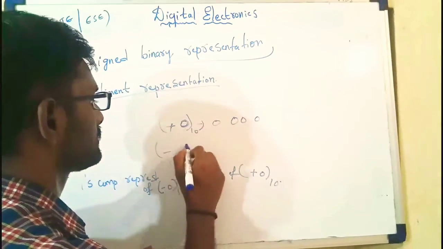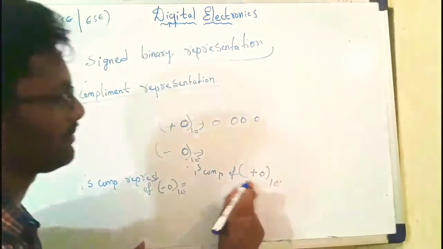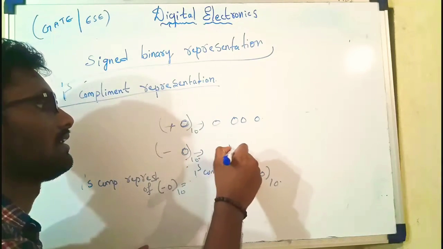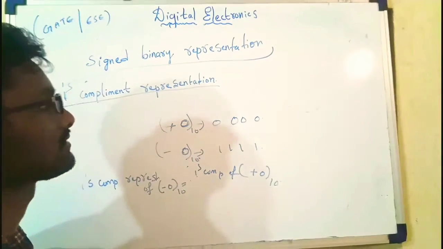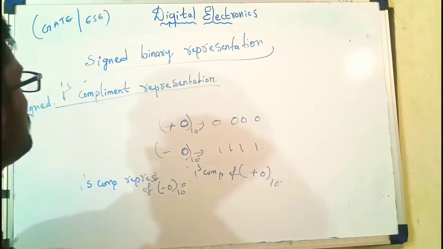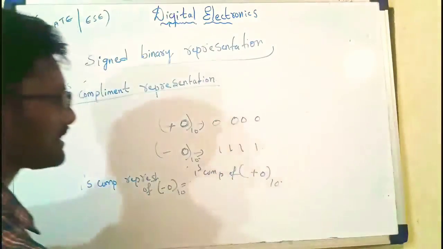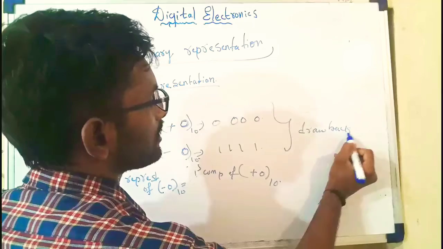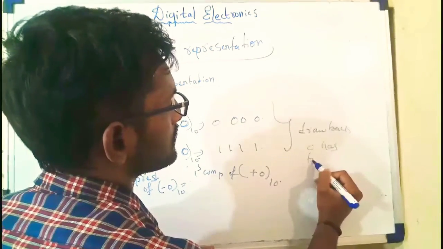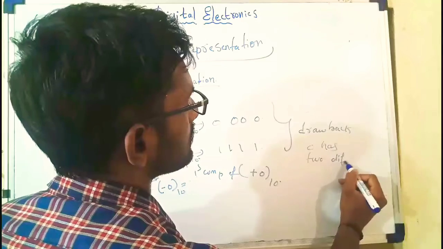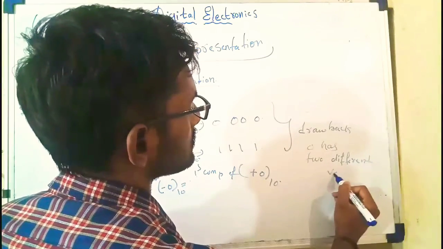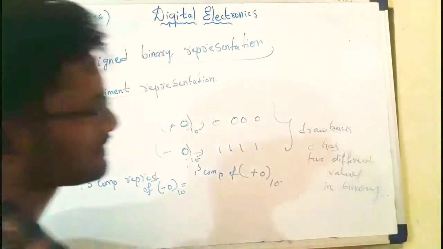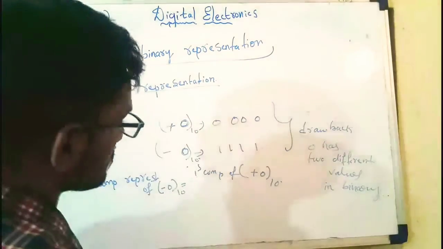Here this is base 10. The 1's complement is nothing but all 1's. Here we are getting different values for plus 0 and minus 0. So in 1's complement also there is a drawback. The drawback is that 0 has two different values in binary. This is the drawback in 1's complement representation.